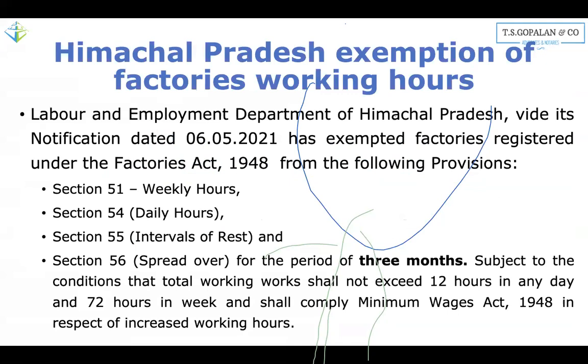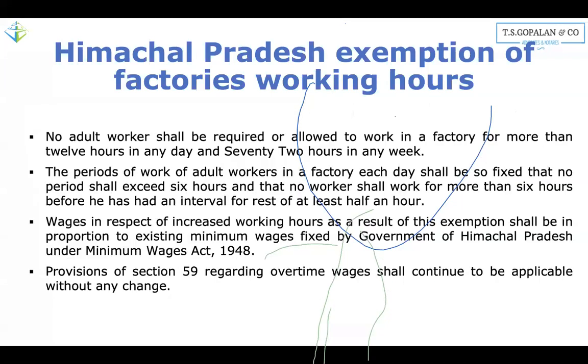The Himachal Pradesh government has given an exemption for a period of 3 months from weekly hours, daily hours, intervals, and spread over. And they've also given what should be the norms. So basically, an adult worker should not be asked to work more than 12 hours or 72 hours in a week. And after every 6 hours, there should be a rest of at least half an hour. And the wages in respect of increased working hours shall be proportioned to the minimum wages.